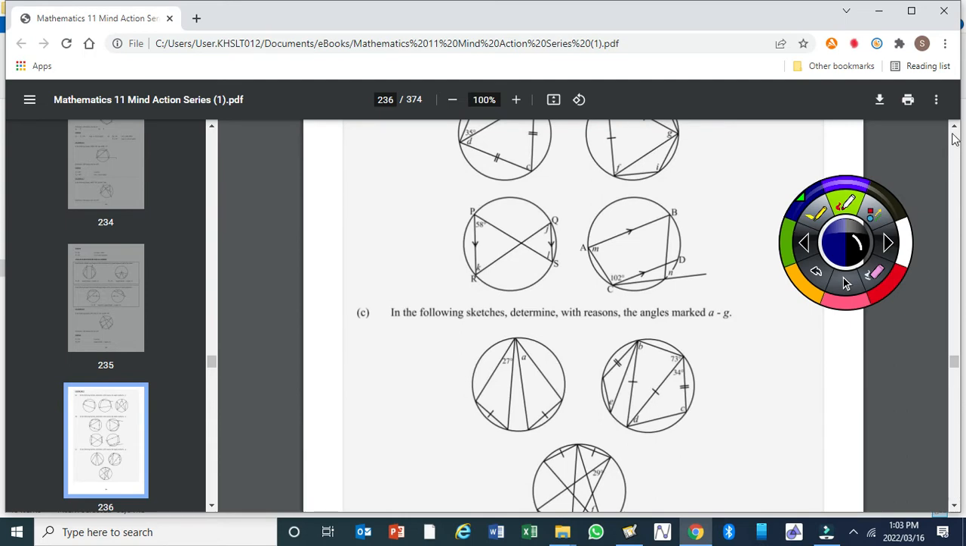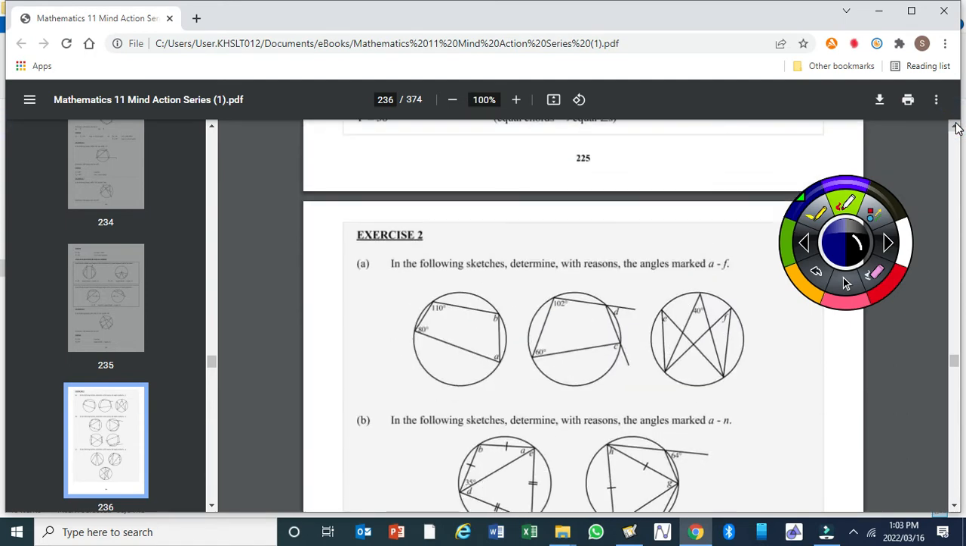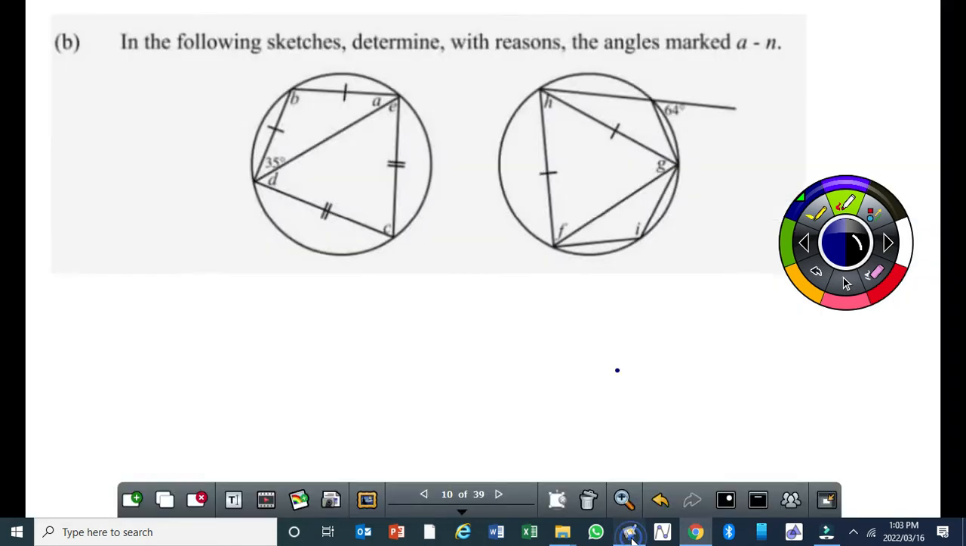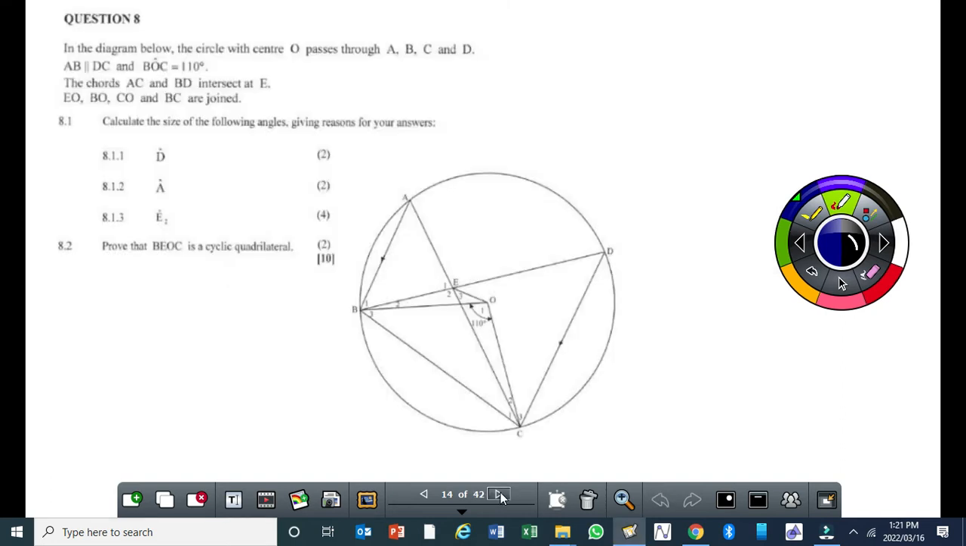Okay, so I took those questions from exercise 2. That's page 226. Okay? Exercise 2. All right? So this is question B under exercise 2. So you've got the textbook, you can go on there. So here, we need to calculate the values of the letters. I'll give you an opportunity to draw the diagram.